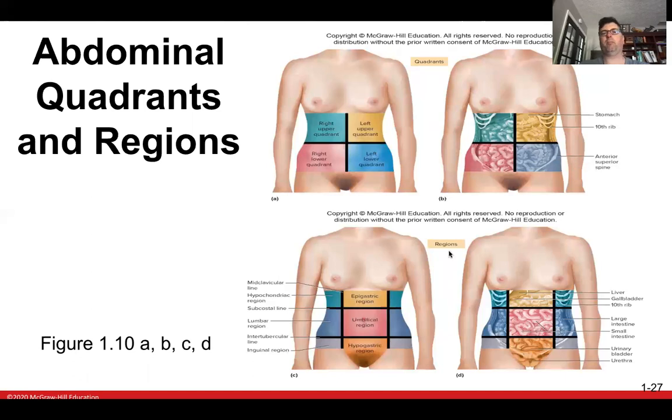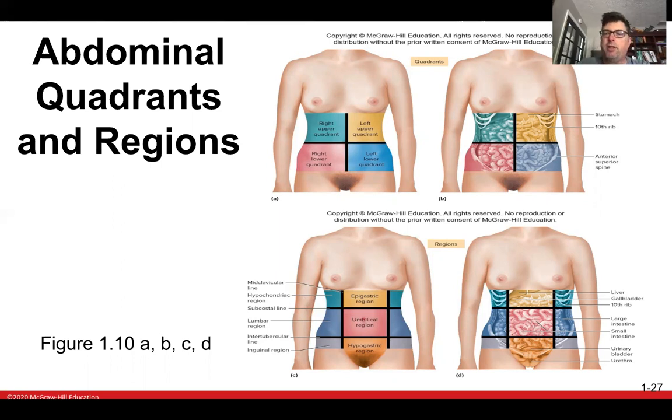Now, if you divide it up into regions, then you've got 9. It's like tic-tac-toe. You've got 9 different regions that I do want you to be familiar with. You've got the mid-clavicular line, which comes down from the middle of the clavicle and passes vertically here. You've got the intertubercular line, and you've got the subcostal line.